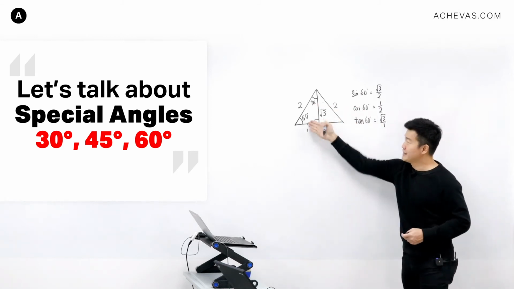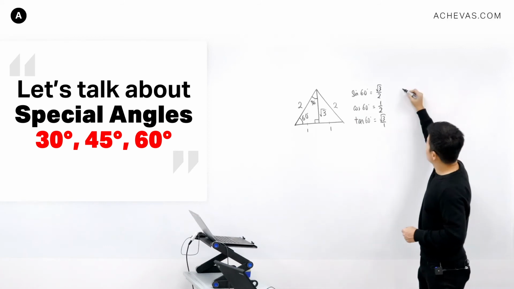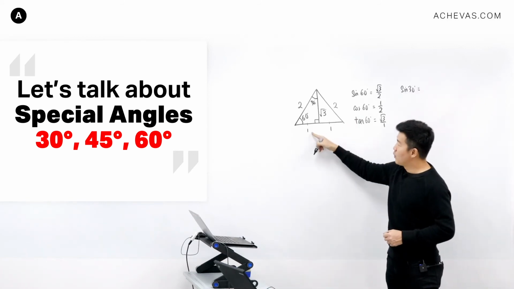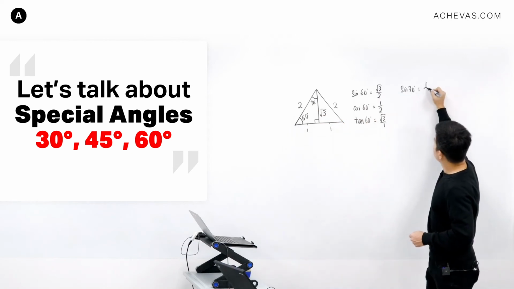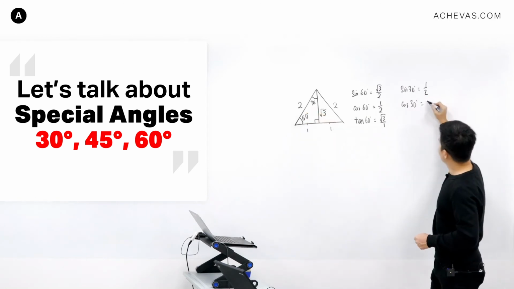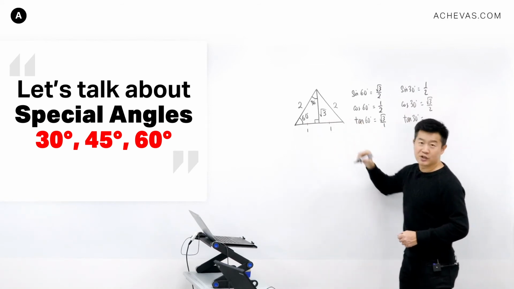We can also use the same right-angled triangle here to deal with 30 degrees. So for sine 30 degrees, it is going to be equal to 1 over 2. And for cosine of 30 degrees, it is going to be square root of 3 over 2. And for tangent of 30 degrees, it is going to be 1 over square root of 3.